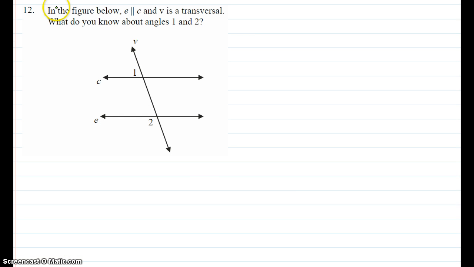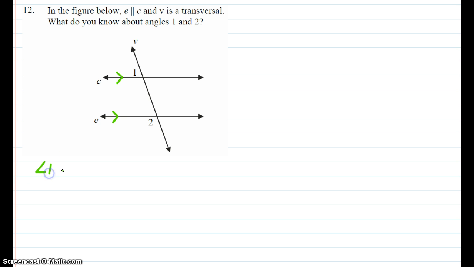All right, and number 12 in the figure below, E is parallel to C, so let's go ahead and indicate that. V is the transversal that goes through the two lines. It says, what do we know about angles 1 and 2? So as you look at angle 1 and 2, first you notice that angle 1 is an acute angle, angle 2 is an obtuse angle, so these two angles are not congruent.